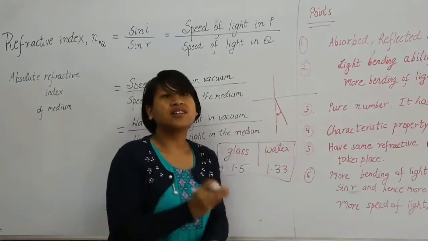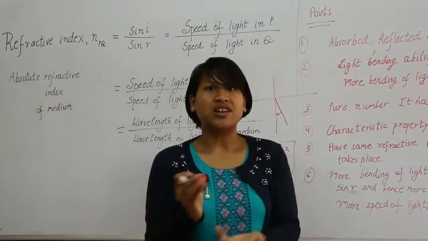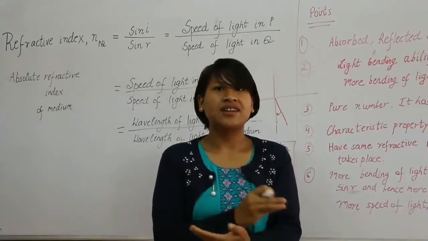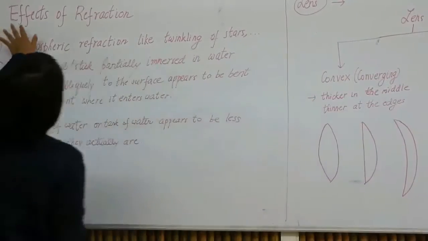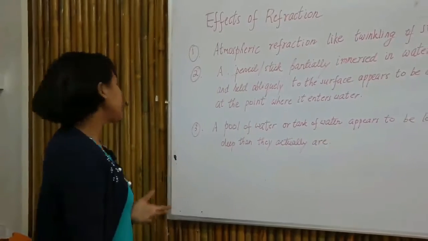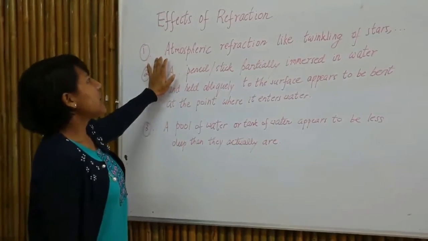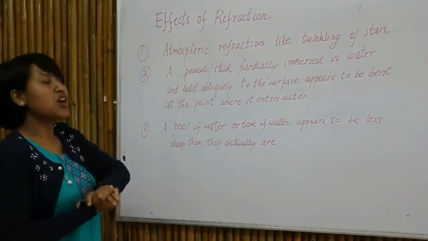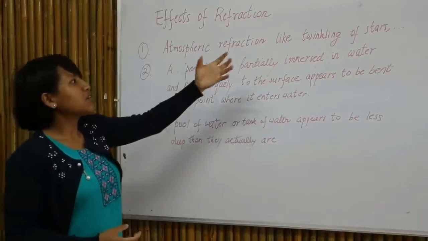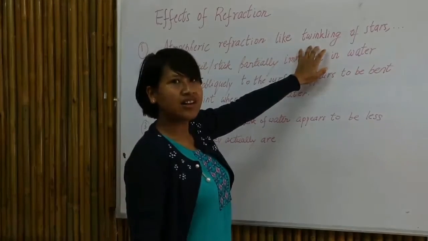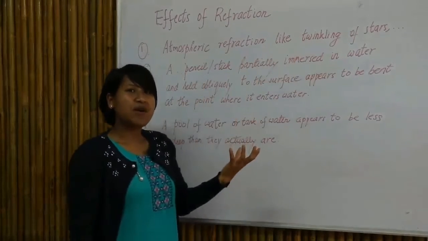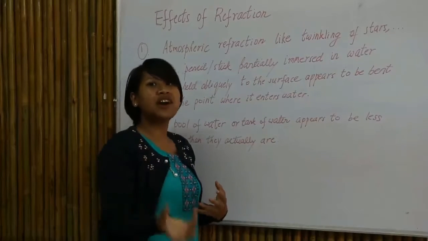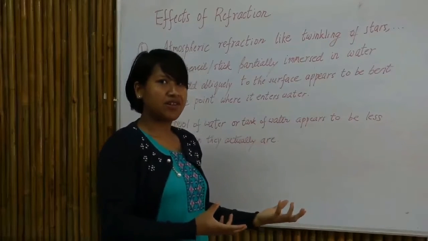So they are inversely proportional, speed of light and refractive index. Now, what are the effects of refraction? It is applicable in our everyday life, where we don't realize. Like, why do stars twinkle? It is because of refraction, but a special type of refraction called atmospheric refraction, which will be done in detail in the next chapter.